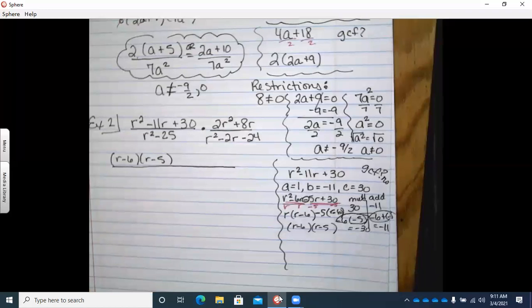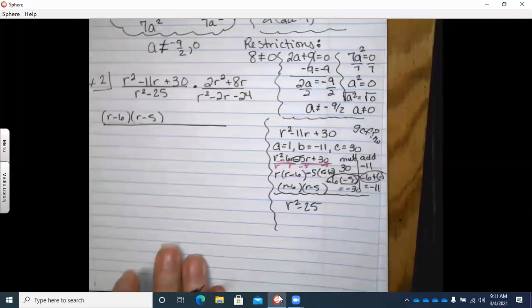Now let's look at R squared minus 25. This is a special case. We've talked about it before. You've learned it before, definitely, in previous math classes, for sure, Algebra 1.